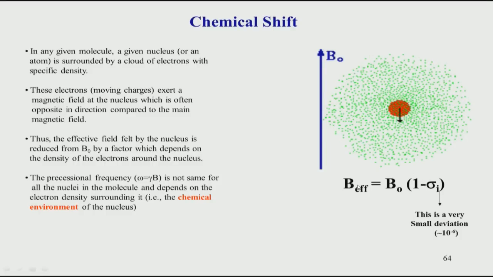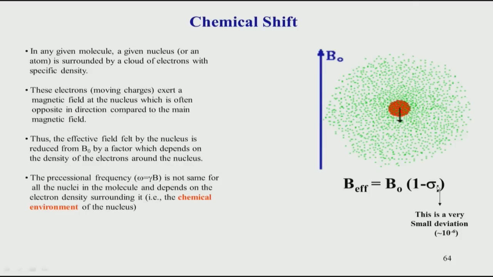So, you can see now what happens is that this nucleus does not experience B0, it experiences an effective magnetic field, and that effective magnetic field is given like this, where this is the main magnetic field and this is the shielding factor. So, suppose shielding is 0, if there is no shielding, then this term becomes 0 and B effective becomes equal to B0. So, basically that is the main magnetic field.